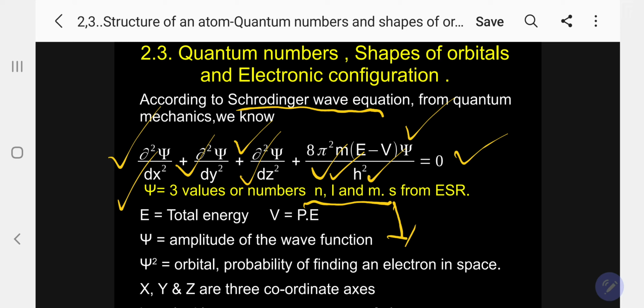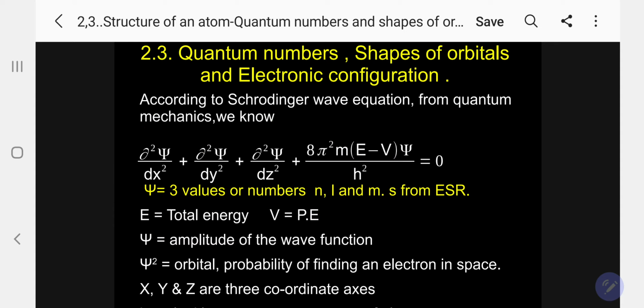The other terms are E, total energy in the equation, V, potential energy, psi, amplitude of wave function, psi square, orbital, probability of finding electron in space, X, Y and Z are three coordinate axes.